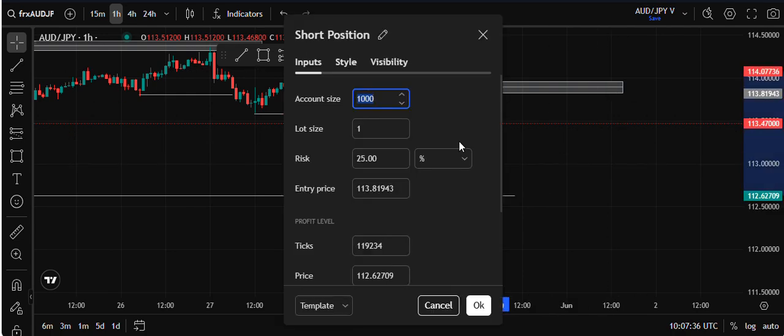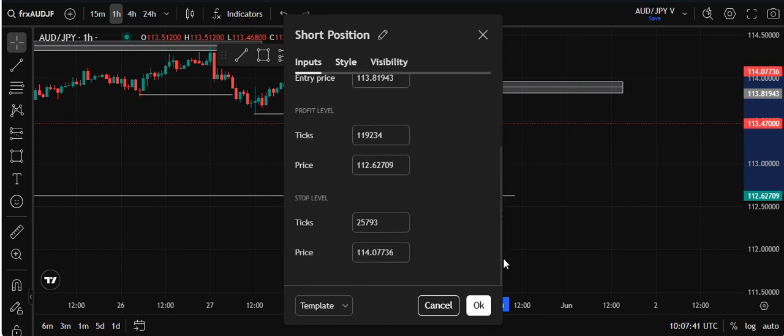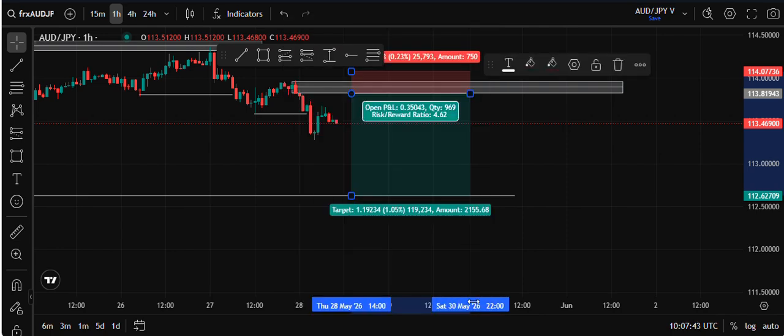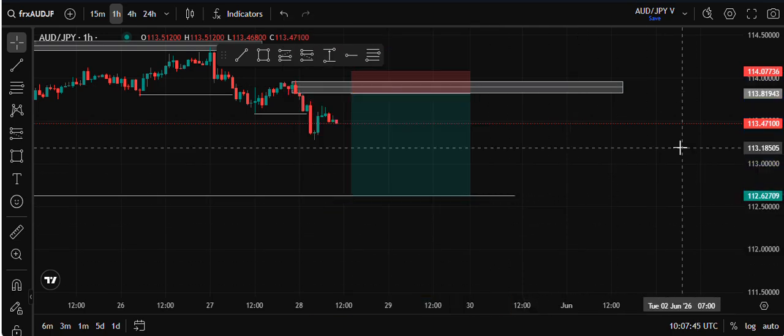Then this is for your entry. You can screenshot your entry, your profit, your stop loss. And this is it for AUDJPY.